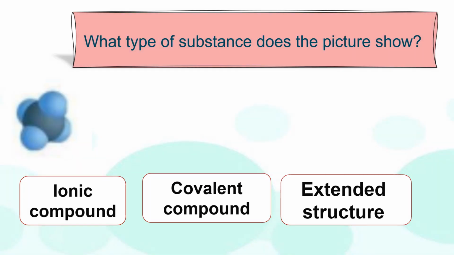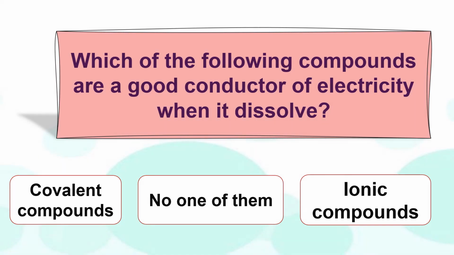What type of substance does the picture show? Ionic compound, covalent compound, extended structure. Covalent compound. Which of the following compounds are good conductors of electricity when dissolved? Covalent compounds, none of them, ionic compounds. The answer is ionic compounds.